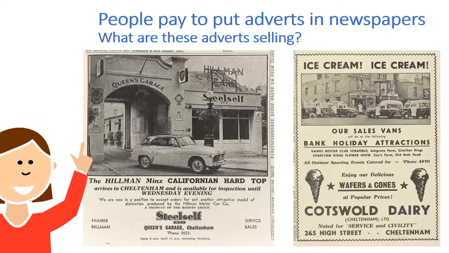Okay, so let's go back. Right, and let's go on. So the next bit is about adverts. So people like to pay to put adverts in newspapers, which helps them sell things, but it also means that the people who own the newspapers get money. So I'm going to show you just a few adverts, and I want you to have a go at seeing if you can work out what they're trying to sell.